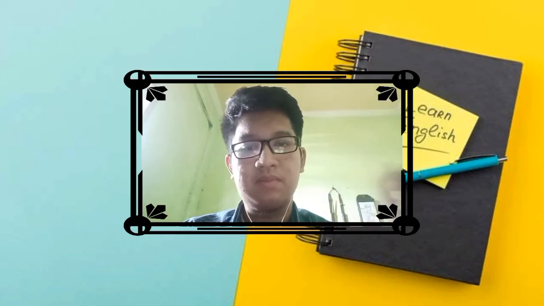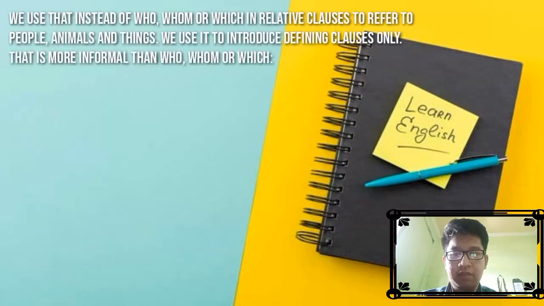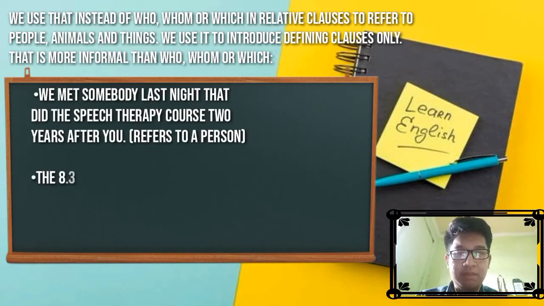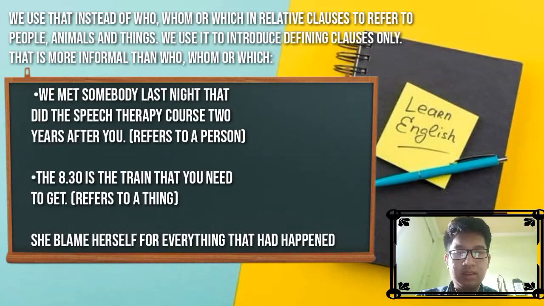And now we will discuss the relative pronoun that. We use that instead of who, whom, or which in relative clauses to refer to people, animals, and things. We use it to introduce defining clauses only. That is more informal than who, whom, or which. For example, we met somebody last night that did the speech therapy course 2 years after you. This refers to a person.